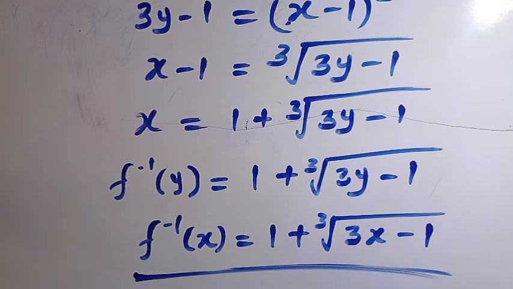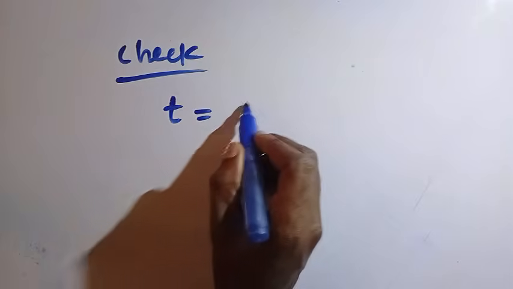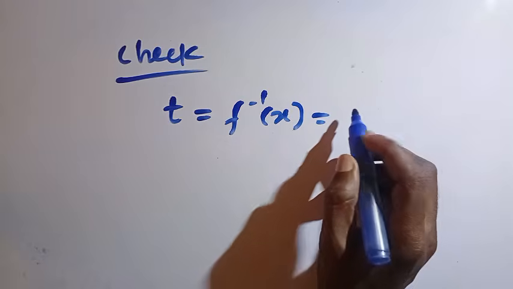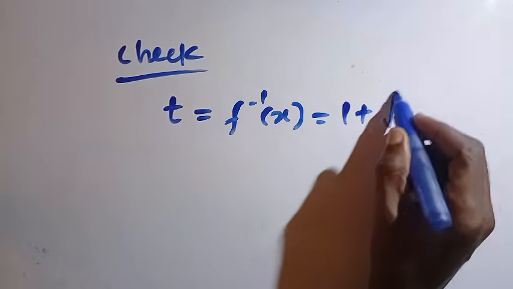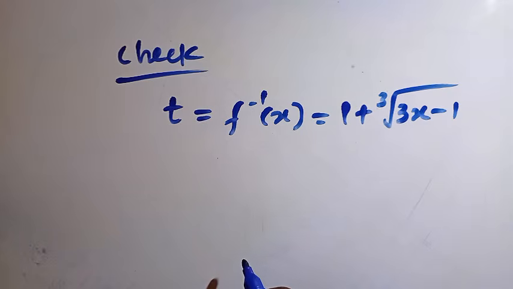But how can we verify this? It's very simple to verify this. Let's do a quick check. To check, let's say I let t equals f inverse of x, and this equals 1 plus the cube root of 3x minus 1. This is the final answer that we got.